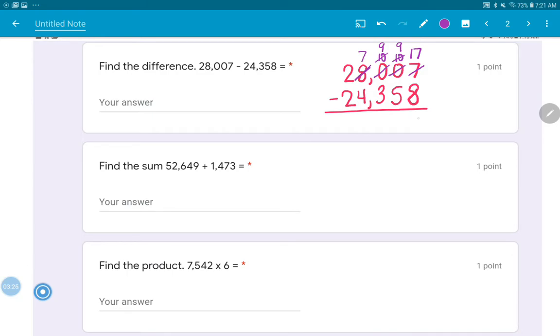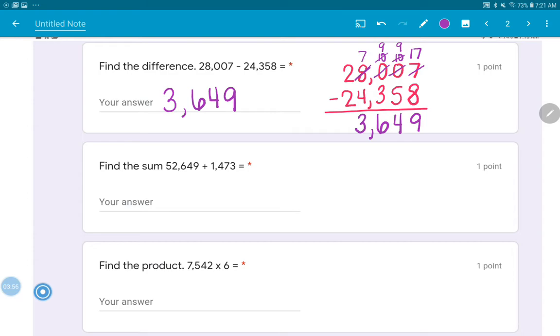Okay. 17 minus 8 is 9. 9 minus 5 is 4. 9 minus 3 is 6. Bring down my comma. 7 minus 4 is 3, and 2 minus 2 is nothing. So my answer is 3,649.